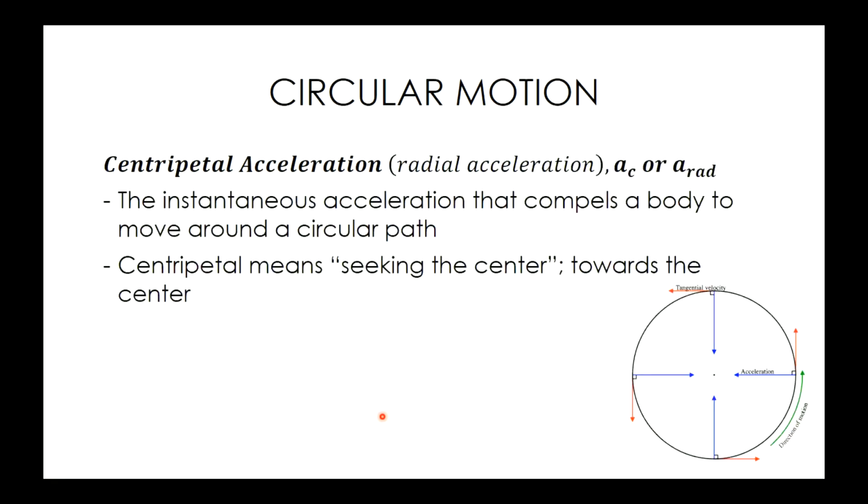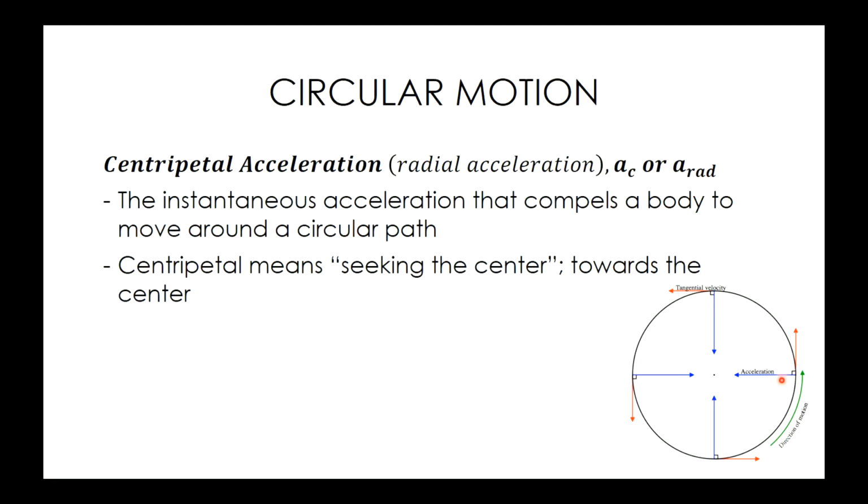Next one, we have the centripetal acceleration or the radial acceleration. And it is represented by A sub c or A sub rad, since centripetal and radial. So this is the instantaneous acceleration that compels a body to move around in a circular path. Also, centripetal means seeking the center, towards the center.